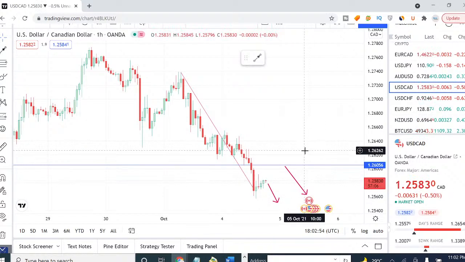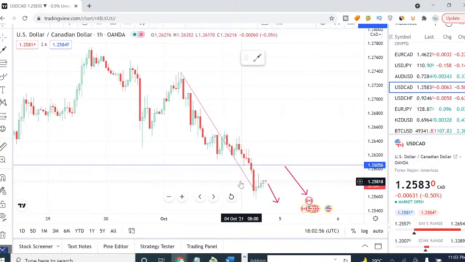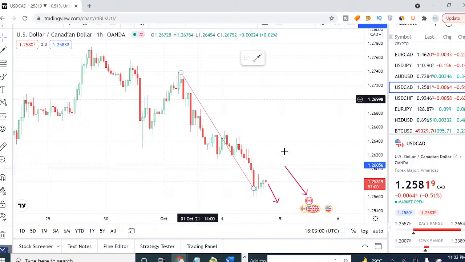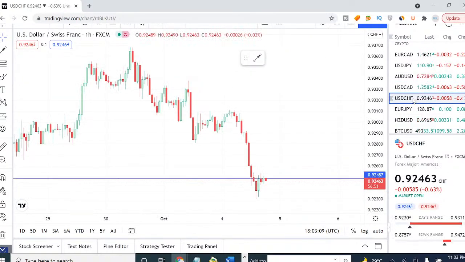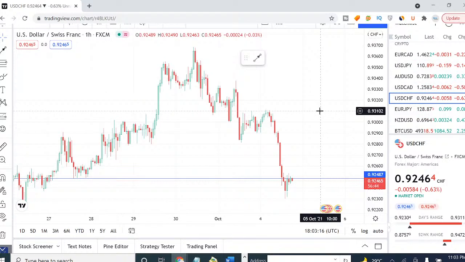Okay, so guys, I hope that you are clear about the USD Canadian dollar technical analysis, that this is still in the downward direction. Things are still looking bearish to me. Next, I have another currency pair, that is USDCHF. So guys, I have to look at the market with my perception, how I feel about it.